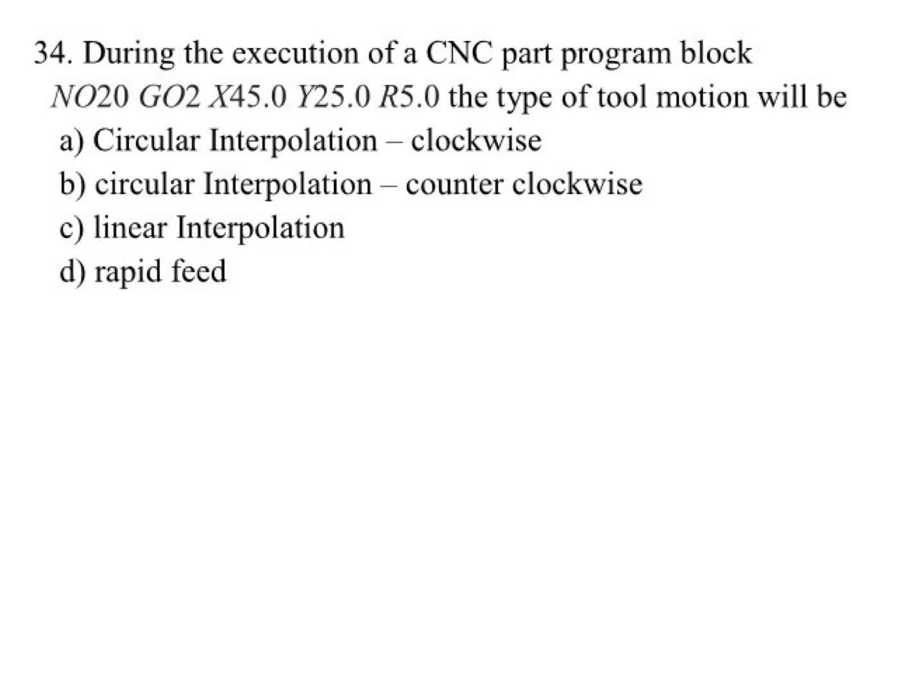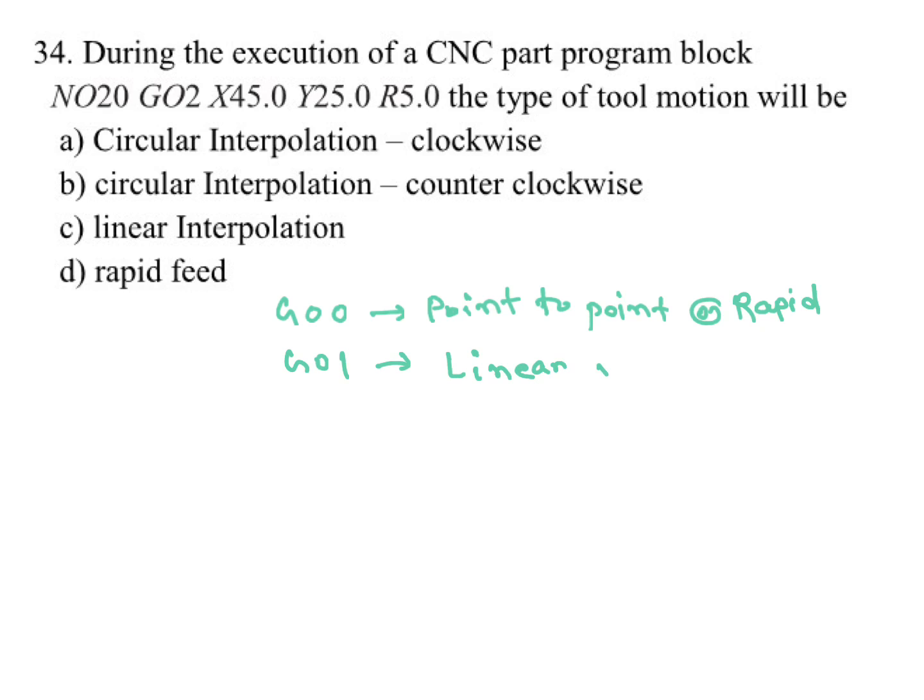During the execution of a CNC part program block N020 G02 X45.0 Y25.0 R5.0, the type of tool motion will be? Here I will give you that G00 is rapid traverse, G01 is linear interpolation.